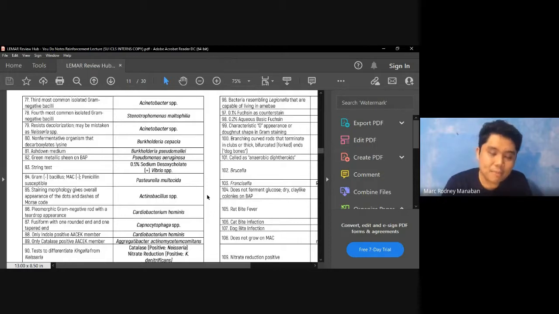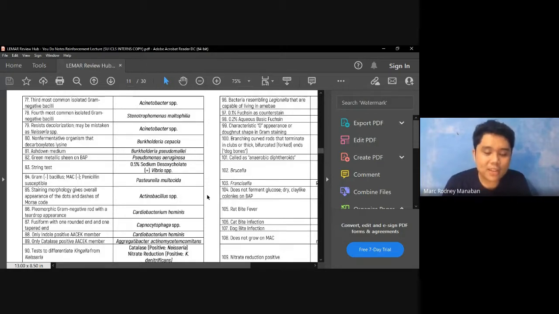Number 79, may resemble Neisseria spp because again, medyo ma-resist siya decolorization. So you have Acinetobacter. Alright. Non-fermentative organism that decarboxylates lysine, you have Burkholderia cepacia. So if naay mga case study na non-fermenter, nga mo decarboxylate lysine, then the first organism that should come to mind is Burkholderia cepacia. Alright. Ashdown medium is used for Burkholderia pseudomallei.